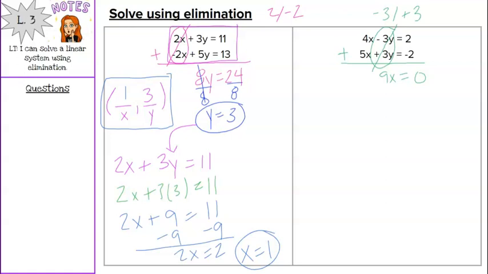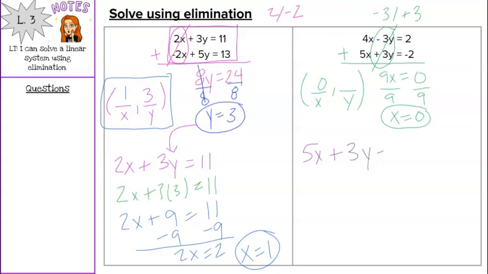9x equals 0, so I have to get x all by itself. Divide by 9, divide by 9. X equals 0. So for my coordinate point, I know my x value. X is 0. I need to solve for y. To solve for y, you just pick any equation. You pick top or bottom. I'm going to pick the bottom one. Again, it doesn't matter which one you choose.